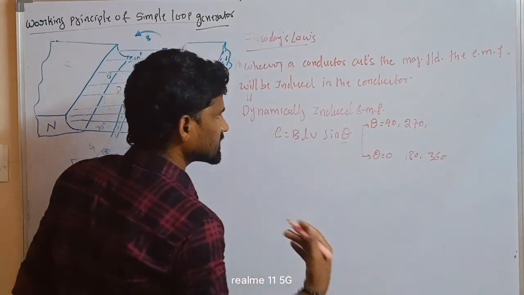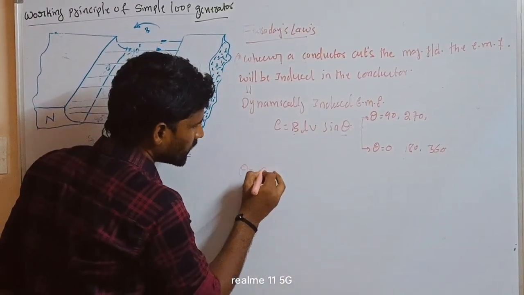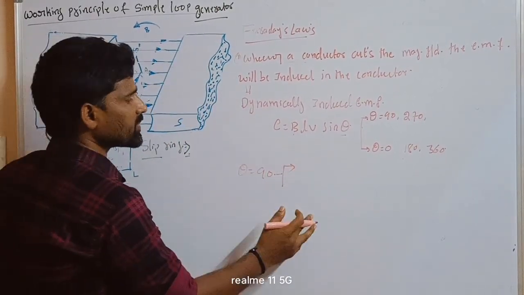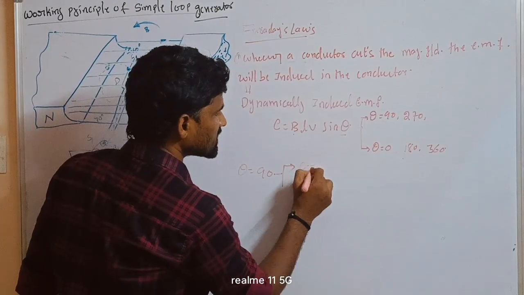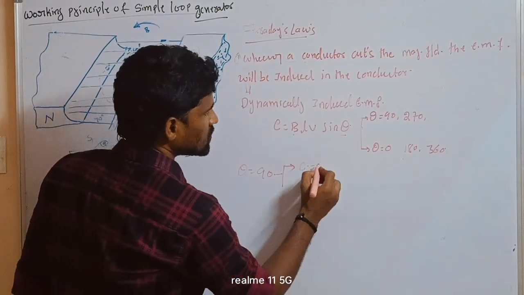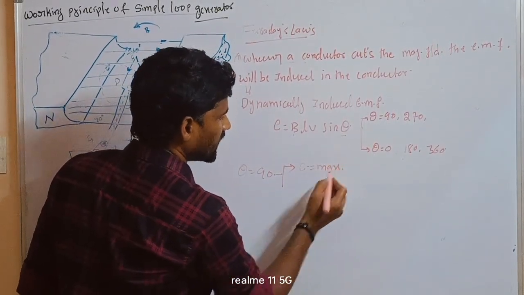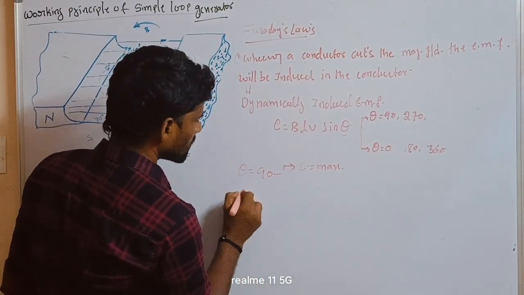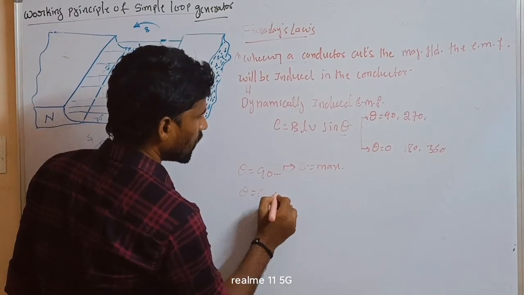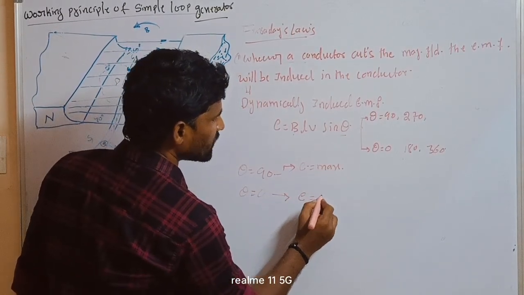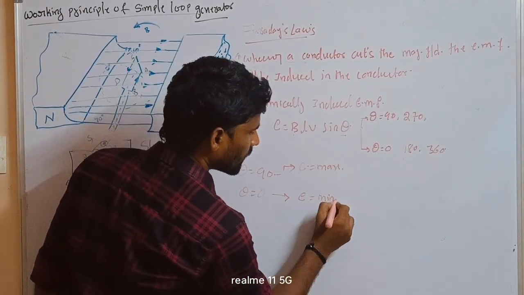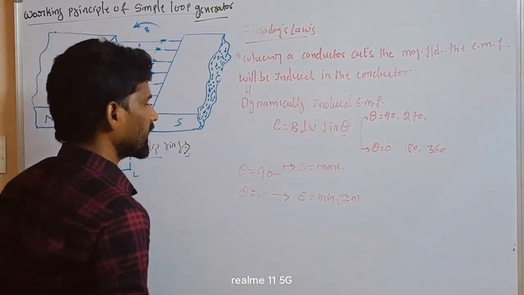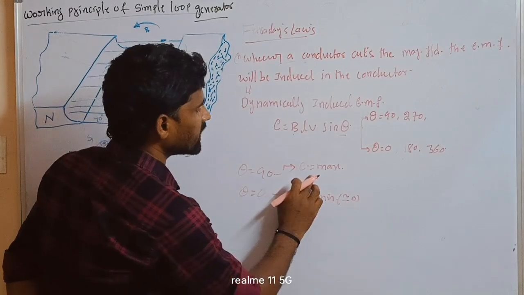For example, when theta is equal to 90 degrees, the induced EMF is maximum, because sin 90 is equal to 1. When theta is equal to 0 degrees, the induced EMF is minimum, approximately 0. So at the 90 degrees condition, the EMF is maximum.